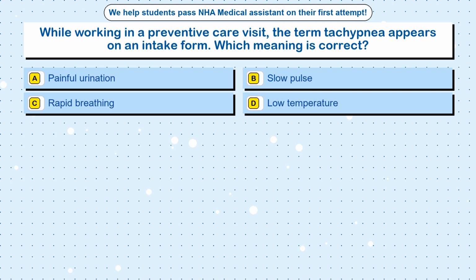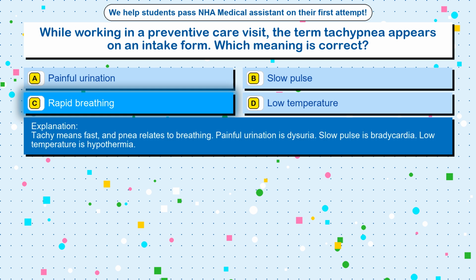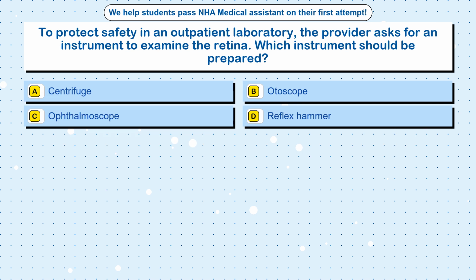Question 46. While working in a preventive care visit, the term tachypnea appears on an intake form. Which meaning is correct? Option A. Painful urination. Option B. Slow pulse. Option C. Rapid breathing. Option D. Low temperature. The correct answer is option C. Rapid breathing. Tachy means fast, and pnea relates to breathing. Painful urination is dysuria. Slow pulse is bradycardia. Low temperature is hypothermia.